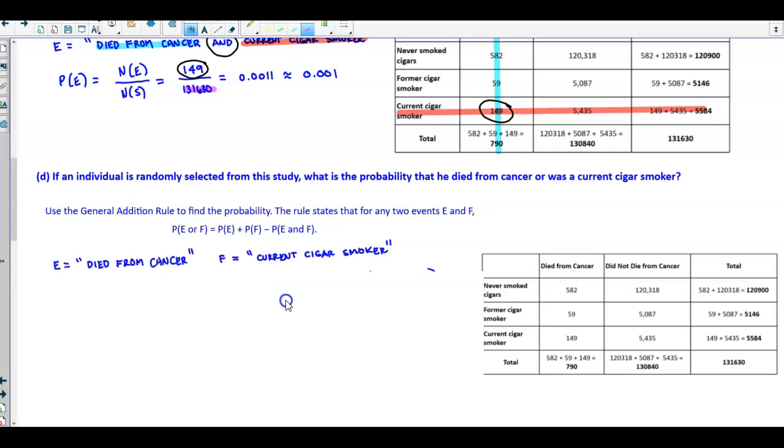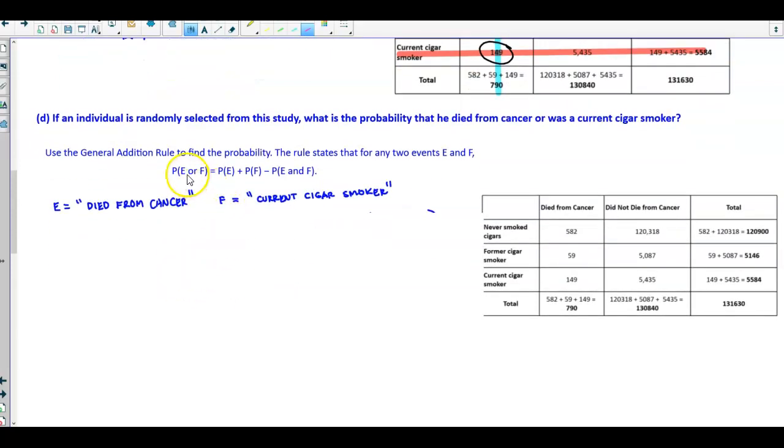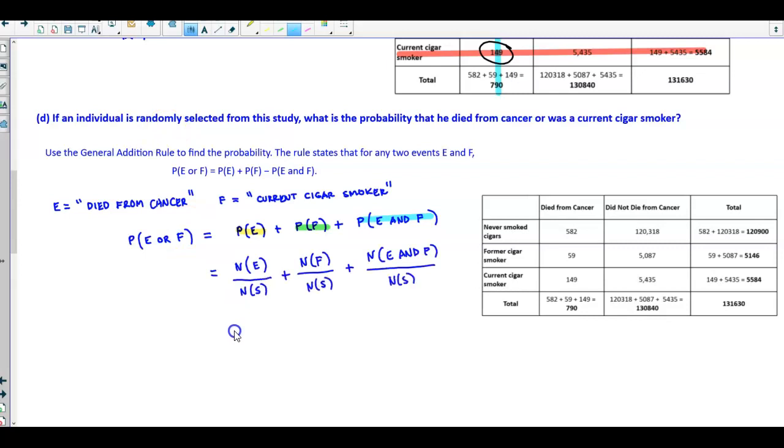Okay, so we're going to define our events. We're going to say that E represents died from cancer, and the event F is current cigar smoker. Okay, so what does our formula look like? It says the probability of E or F is equal to the probability of E plus the probability of F minus the probability of E and F. So we're going to say the probability of E, plus the probability of F, minus the probability of E and F.